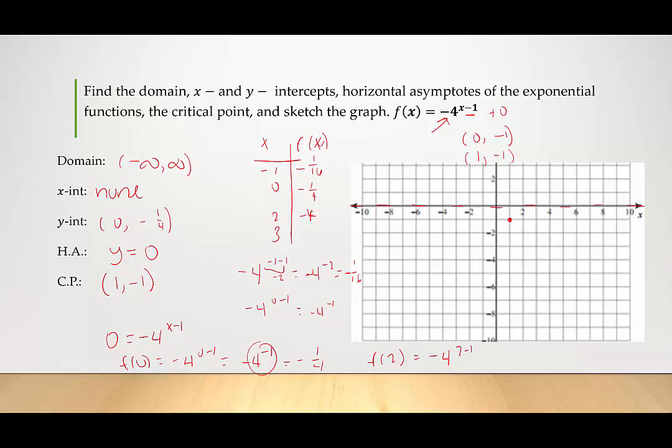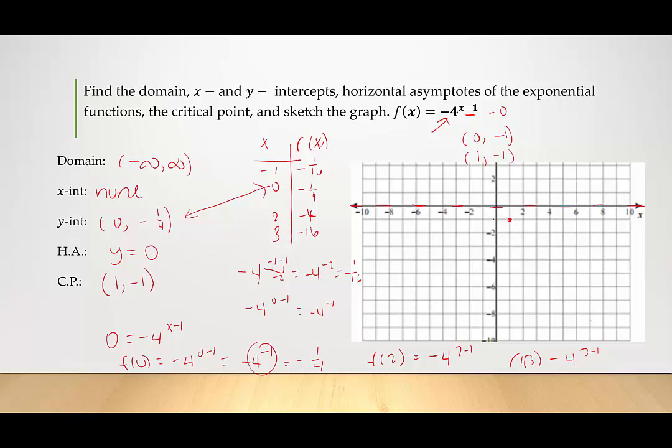And last but not least, when I plug in 3, oh look, and those match, which they should have done. That's good. If I plug in 3, I get negative 4 to the 3 minus 1. 3 minus 1 is 2. 4 squared is 16, and then we negate that, so it's negative 16. So that one's not even going to be on the graph.